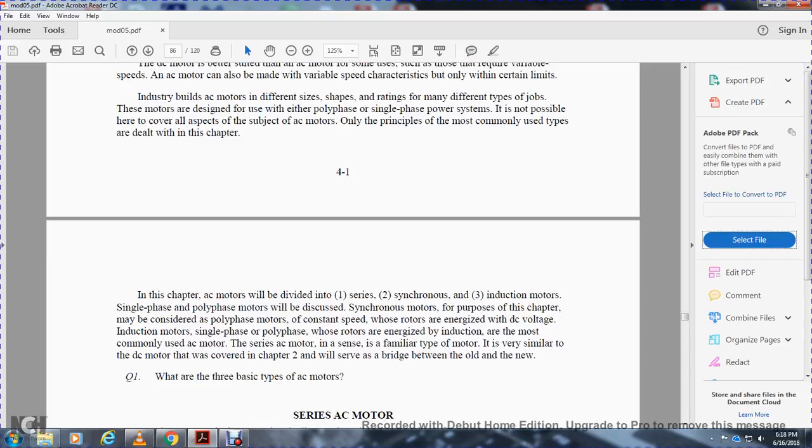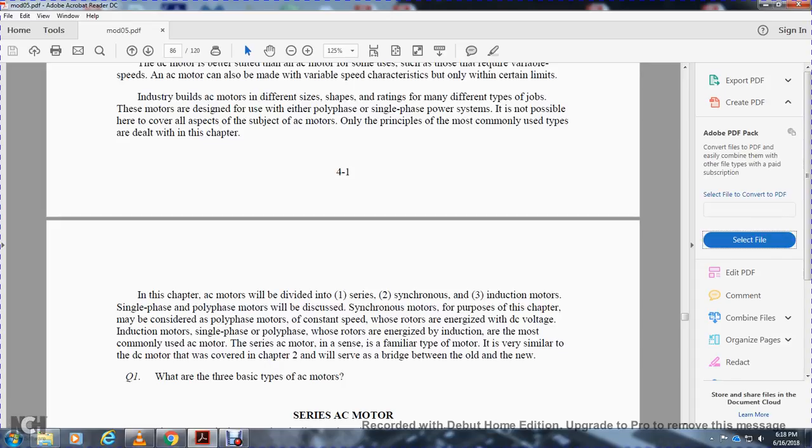We'll discuss synchronous motors for the purpose of this chapter. They may be considered as polyphase, constant speed motors whose rotors are energized with a DC voltage. Induction motors, single-phase and polyphase, whose rotors are energized by induction, are the most commonly used AC motors. The series AC motor, in the sense of the familiar type of motor, is very similar to the DC motor that was covered in Chapter 2.